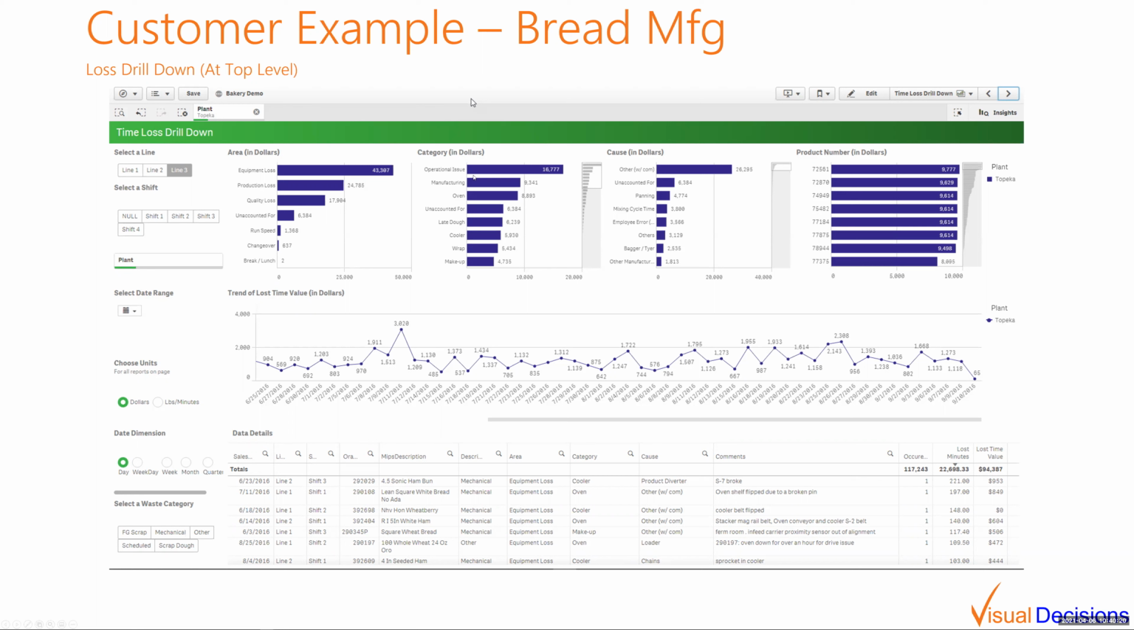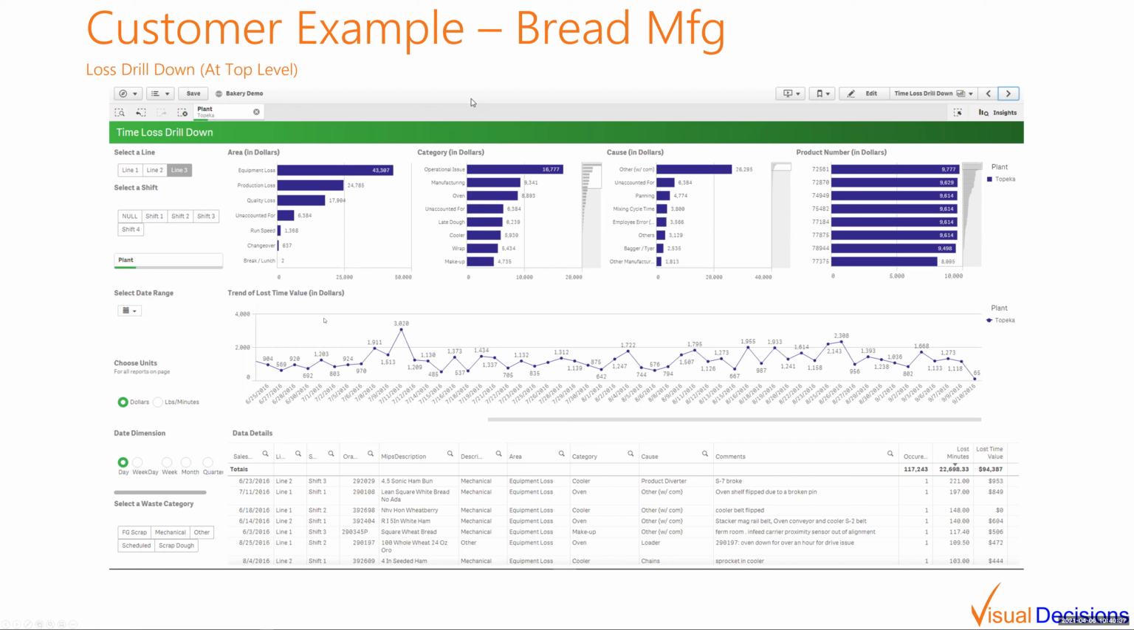What category was it? Was it in the oven? Was it late dough stages? Was it in the cooler, wrapping, et cetera? And then what was the actual cause for that? What product was running at the time? Who was operating the equipment, and so forth?